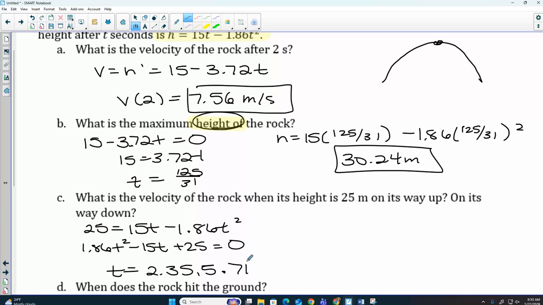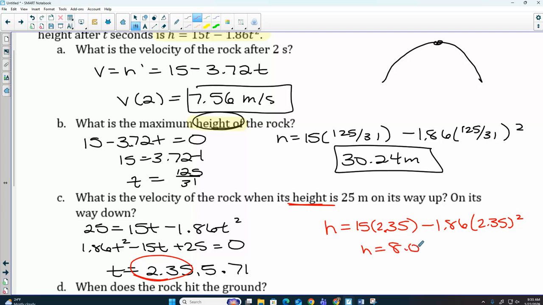Which one of those would be on the way up? It's 2.35, because it's going up first. Then I want the velocity, so I plug that into my velocity function. And when you do that, you get 8.0. Or no, sorry, I was plugging into the wrong one. 6.258. So that's on the way up.